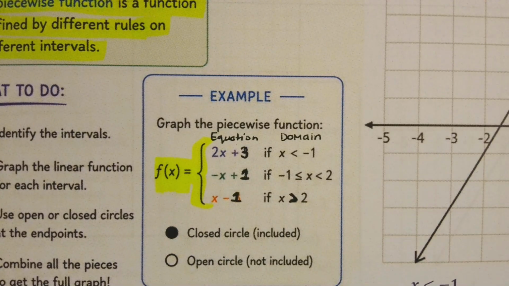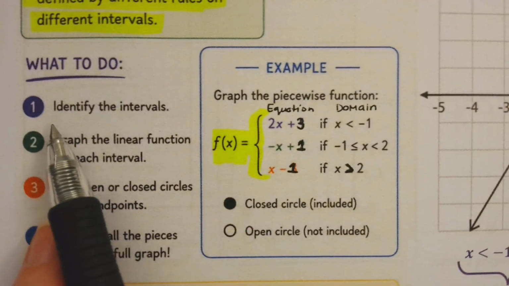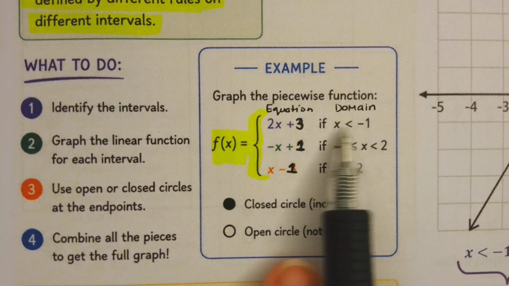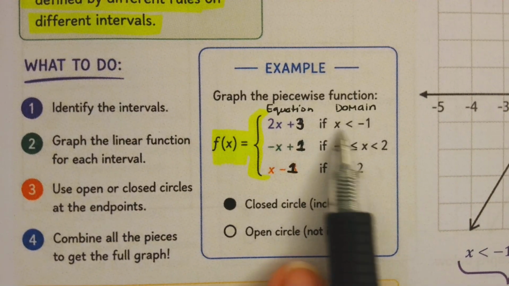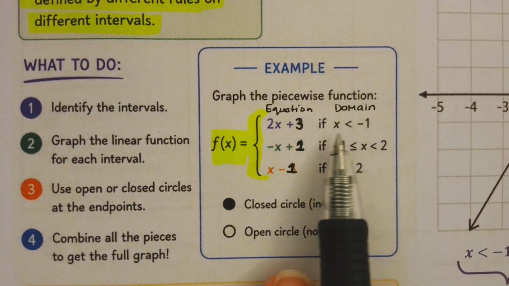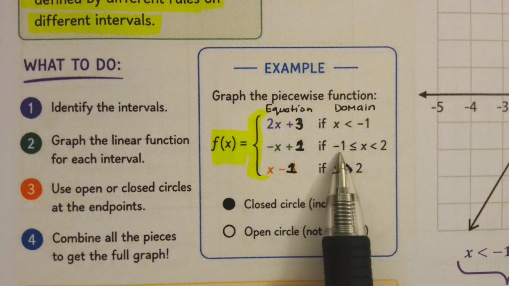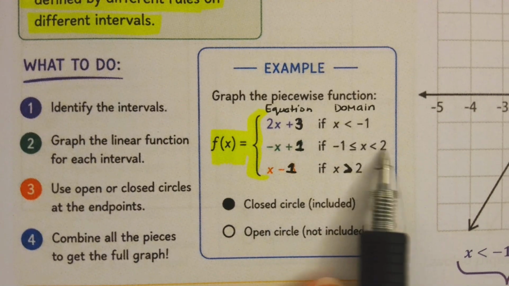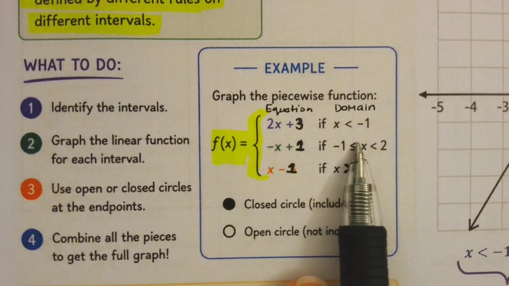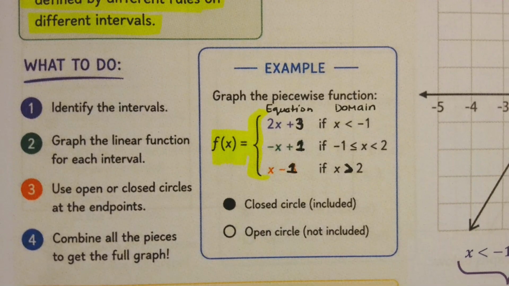So what I usually do on these is I just make sure I understand what interval they're graphed on. The first one is only when, how do I read this? X is less than -1. Sometimes people struggle on these because they don't know the difference between a less than and a greater than. The second one exists, I'm going to read this as between. It exists between -1 and 2, but greater than or equal to on the -1 side.